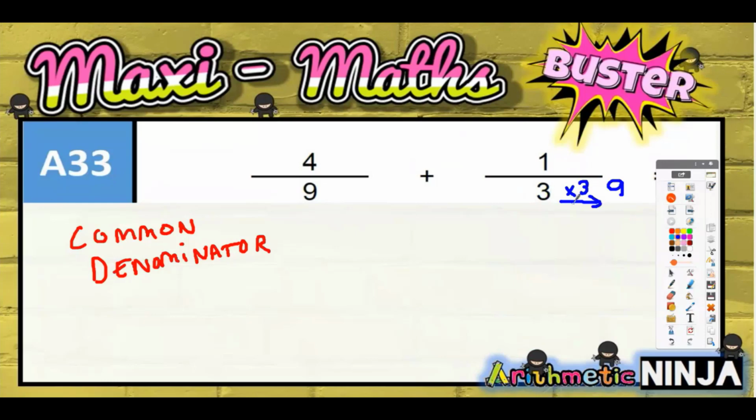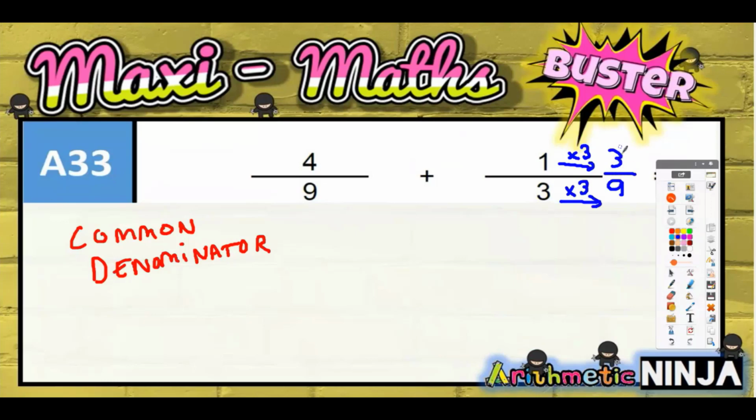So we can't say 3 add 6 is 9. We can't do it by adding 6. It's got to be by timesing. So 3 times 3 makes 9. Now, if you're timesing the bottom number by 3, you need to times the top number by 3 as well. 1 times 3 is 3.